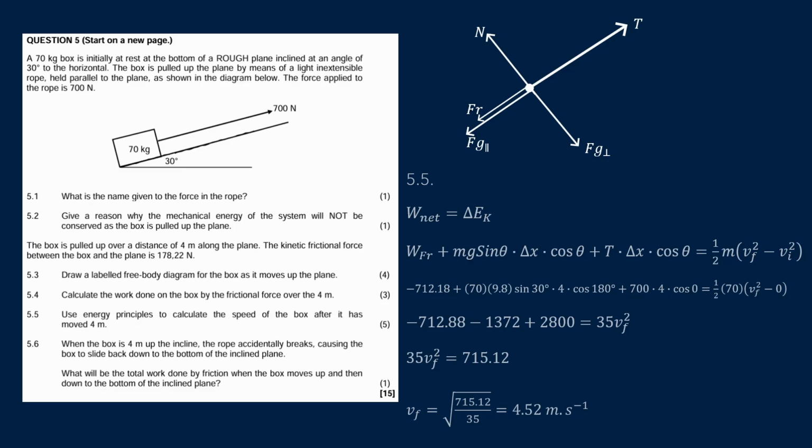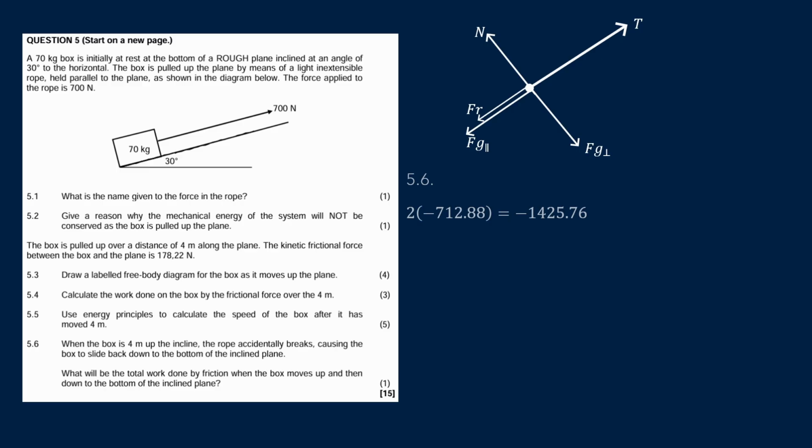The net work done will be double the work done when the box moves up the plane, and hence it will be 2 times negative 712.88, which equals negative 1425.76. This is because the path is exactly the same, the mass is still the same, and again the coefficient of friction is still the same because it's the same plane, and hence friction will double down. It's that simple. Now let's move on to a different question paper.